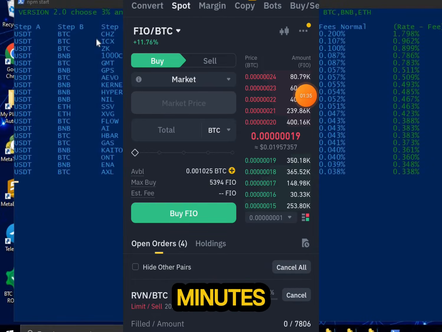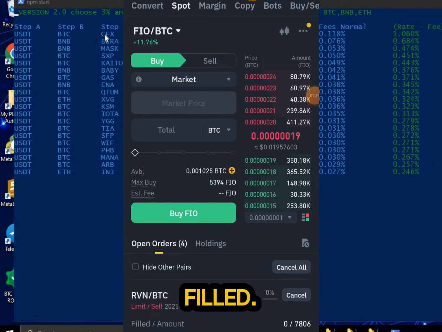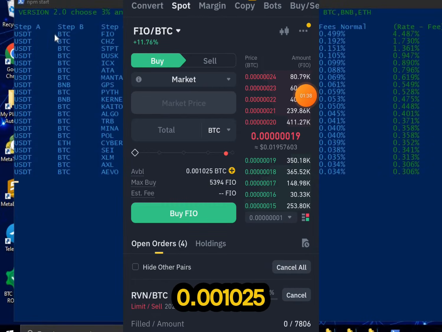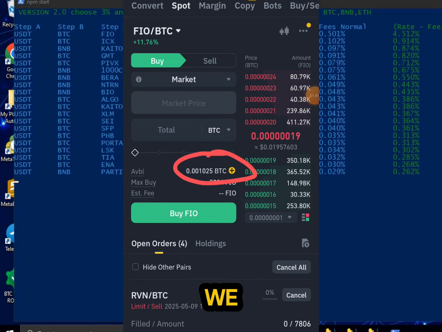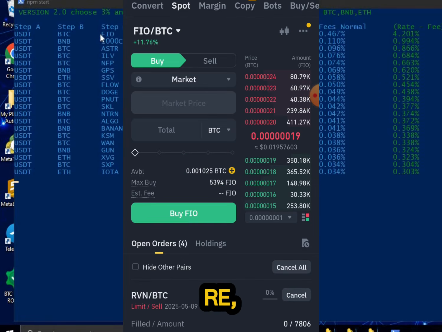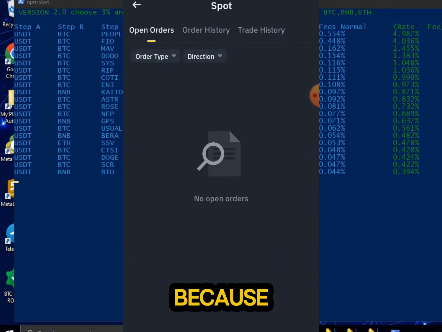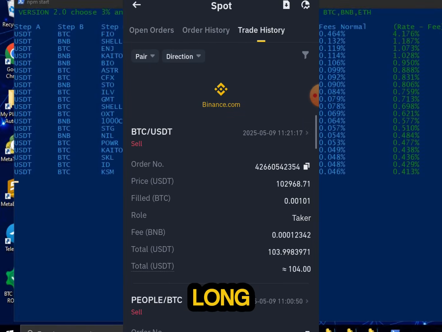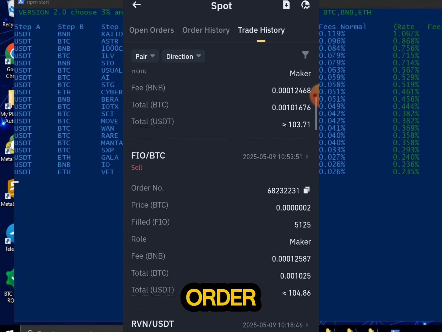Now after a few minutes, voila, our order has been filled. We now have 0.001025 BTC, just exactly what we were expecting. We don't have any FIO/USDT anymore. Now let me show you the order history, because I know your next question may be, how long did this particular order take to get filled?